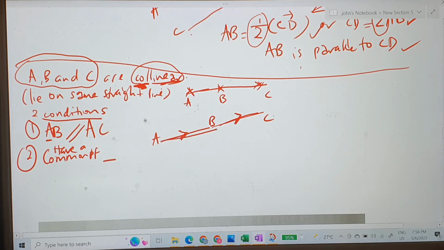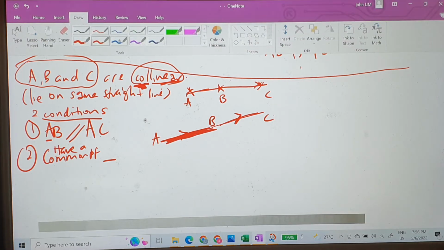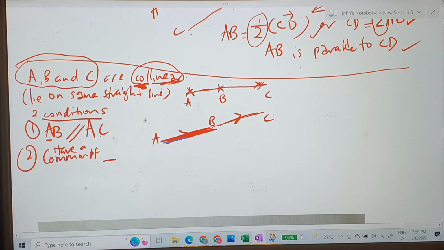So AB is one line, then we have AC, which is another line. Can you see that we have a common point A? If we have a common point A, then of course AB is parallel to AC, and of course they lie on the same straight line, this straight line.